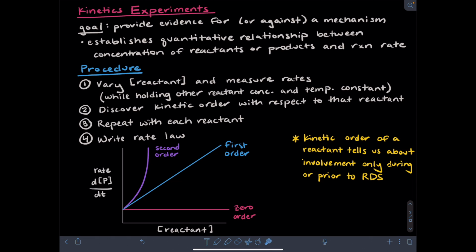As I mentioned in a previous video on kinetics, your kinetic order in a given reactant will only be first or second order, non-zero, if that reactant is involved prior to the rate determining step. Any reactants that show up only after the rate determining step will be 0 order and will not contribute to the rate law.